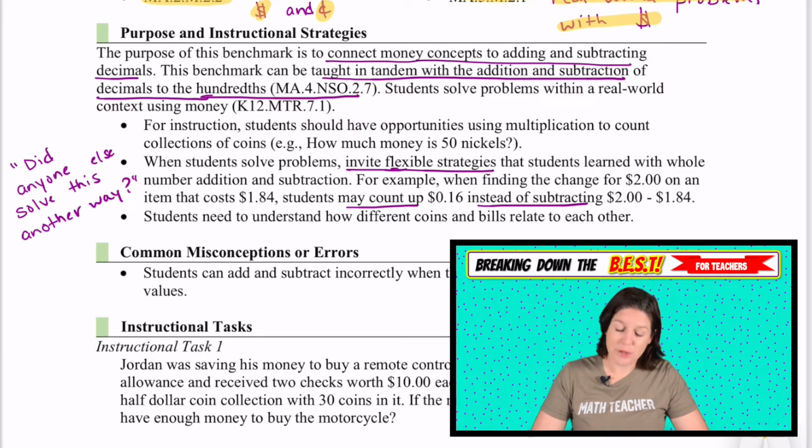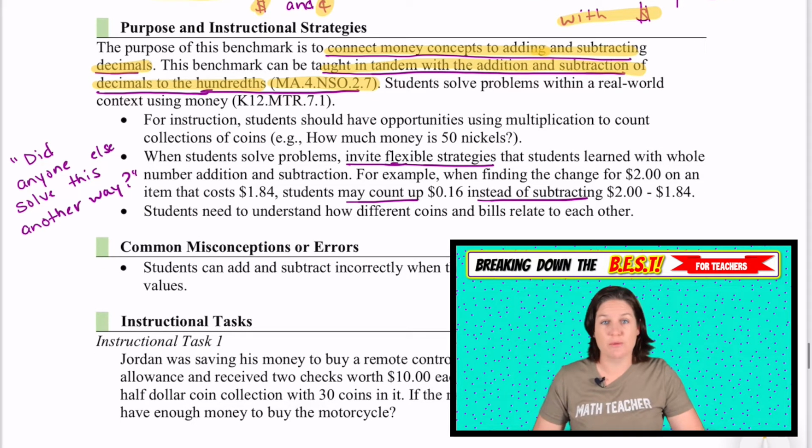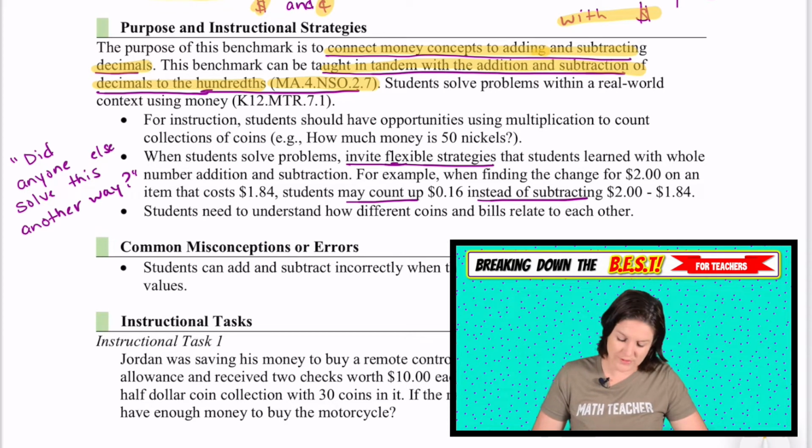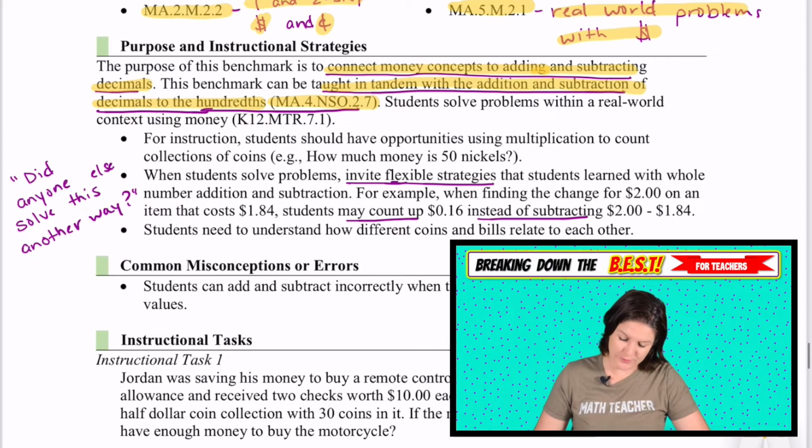It says here that the purpose of this benchmark is to connect money concepts to adding and subtracting decimals. This benchmark can be taught in tandem with the addition and subtraction of decimals to the hundredths, which was that standard that we mentioned before, NSO.2.7. In other words, while you're hitting that NSO.2.7 standard, make sure you're working with this one too.